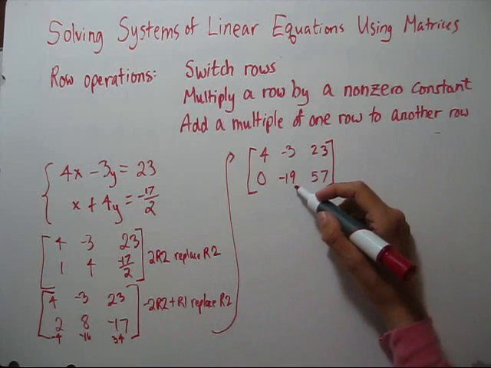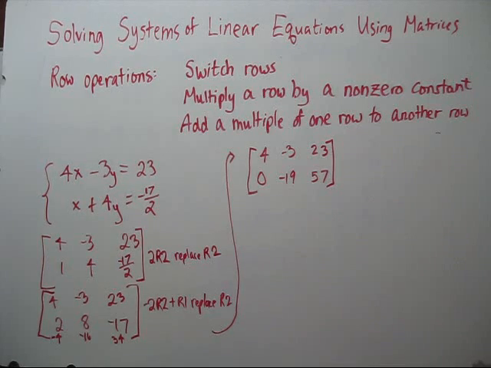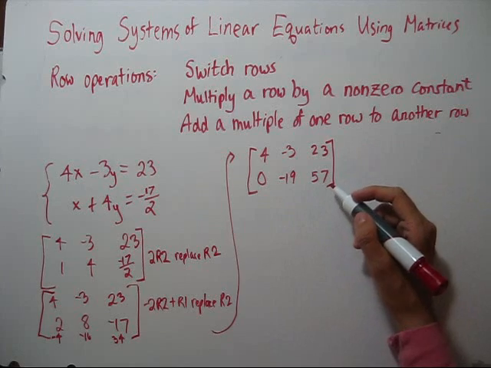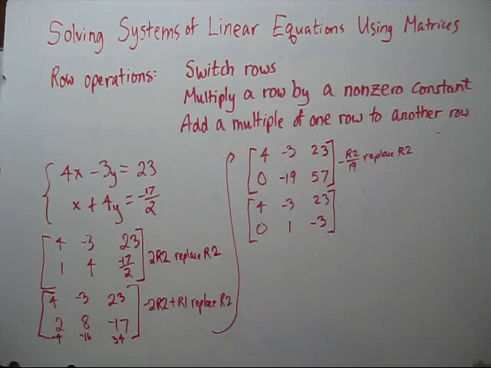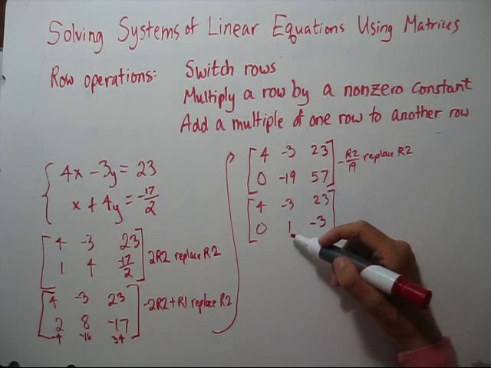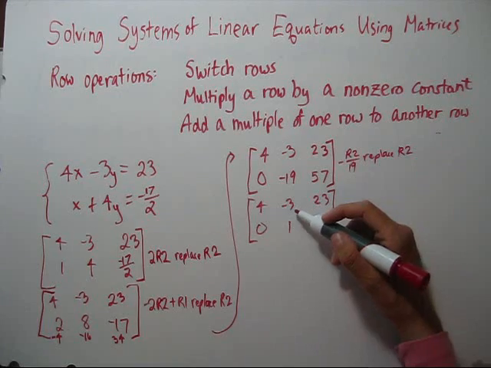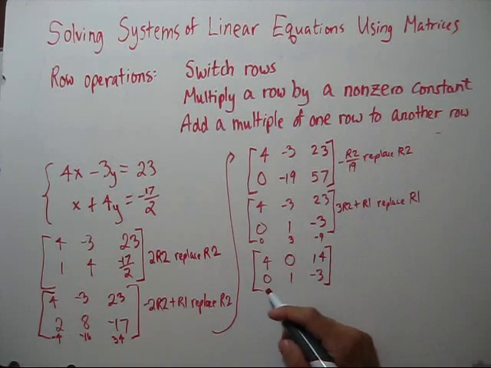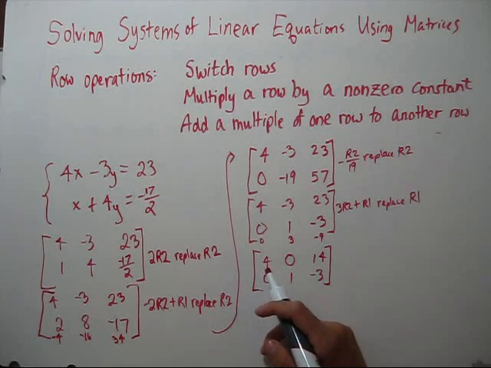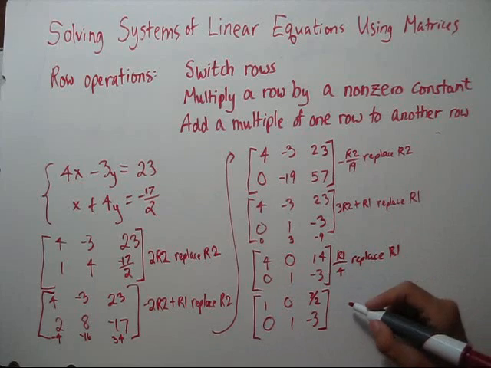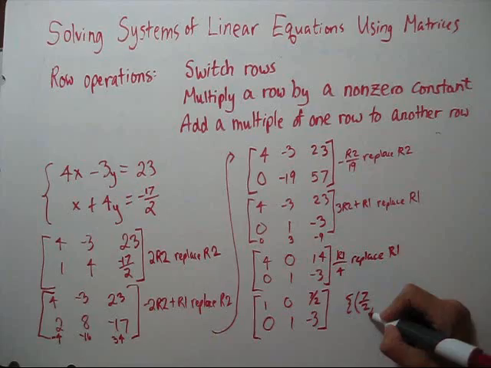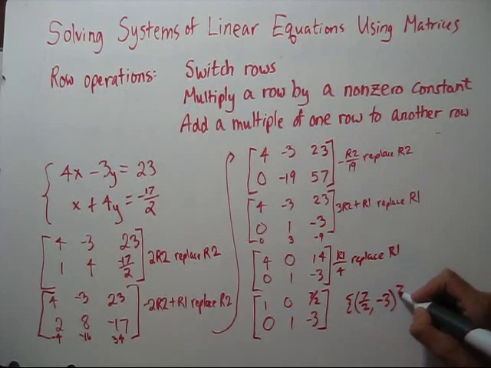Fortunately for us, 19 goes into 57 evenly. In fact, let's divide the row 2 by -19. Now the next spot we want to be 0 is right here. So we can get rid of that -3 by multiplying row 2 by 3 and then adding it. So now we have the zeros. Now we make the ones on the diagonal. So we'll need to divide row 1 by 4. So our answer is the set consisting of the ordered pair 7/2 and -3.